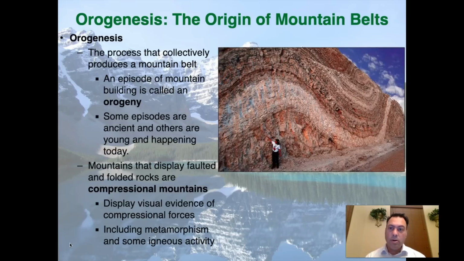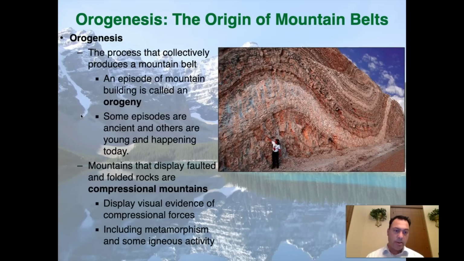All right, an important term to know right off the bat is orogenesis, which can be defined as the origin of mountain belts or the origins of mountains. So orogenesis is the process that collectively produces a mountain belt. An episode of mountain building is called an orogeny. So that's the term that we use, orogeny, oro meaning mountain, geny coming from genesis, meaning the formation of a mountain. So orogeny is an episode of mountain building.